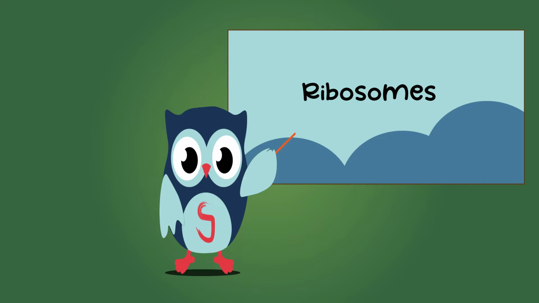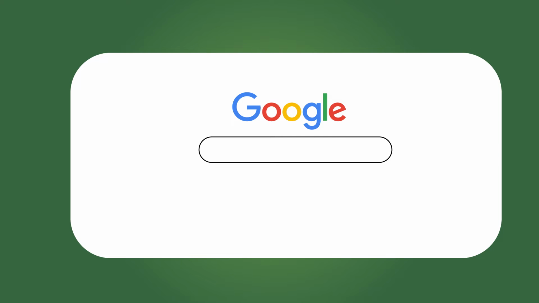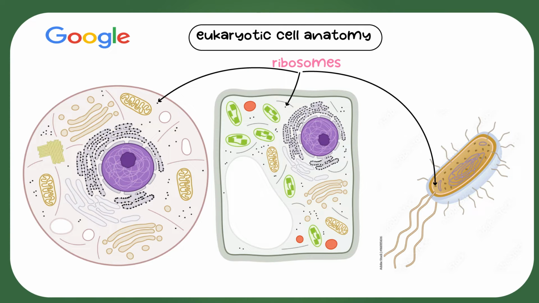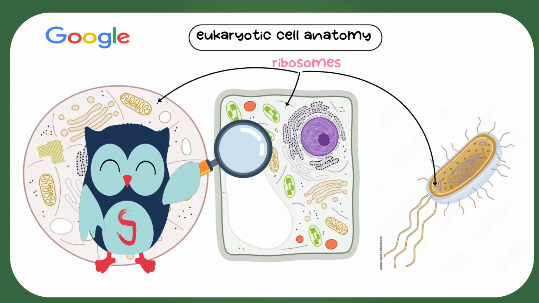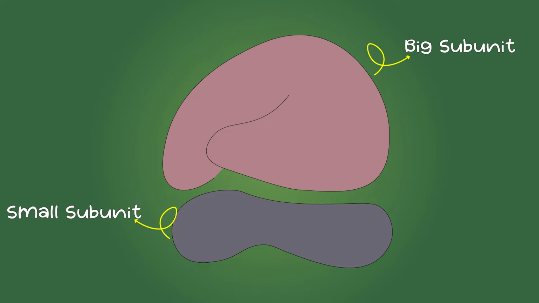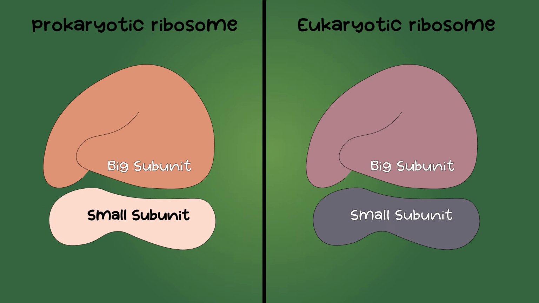Anyone who goes to Google and types eukaryotic or prokaryotic cell anatomy will see small dots called ribosomes in both of them. Well, if you take a closer look, the ribosome looks like this. Its structure is made of two subunits, one called the big subunit and the second the small one. Eukaryotic and prokaryotic ribosomes are different in their composition.